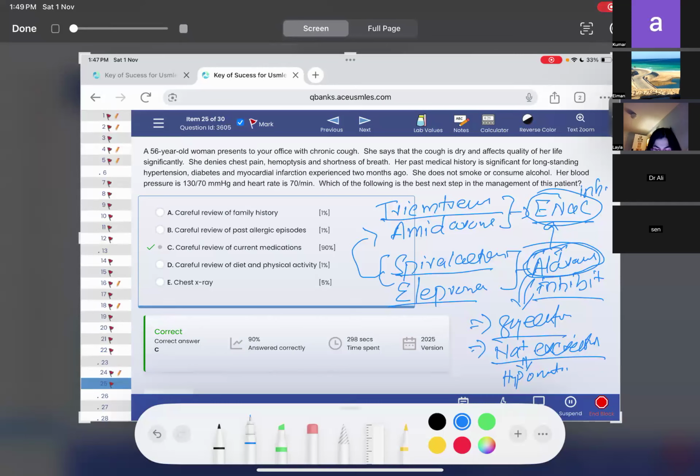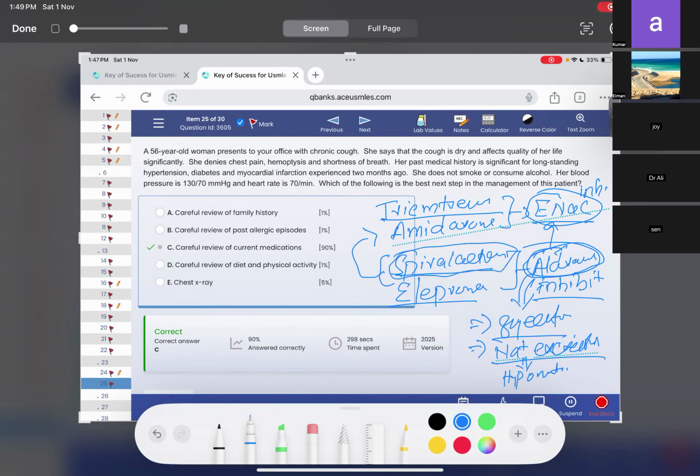Okay, doctor? Clear now? Yes, I think. Inshallah. Anyone with another question? I was thinking eplerenone doesn't have that side effect of gynecomastia. Yeah, it doesn't have.